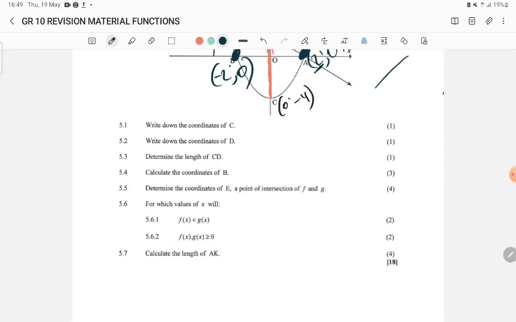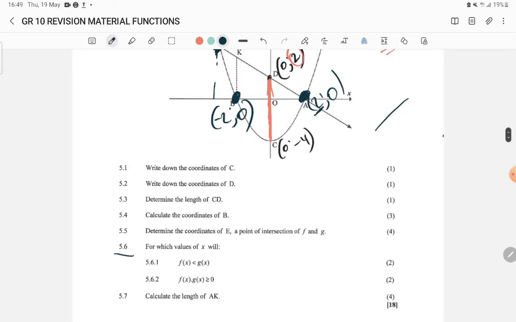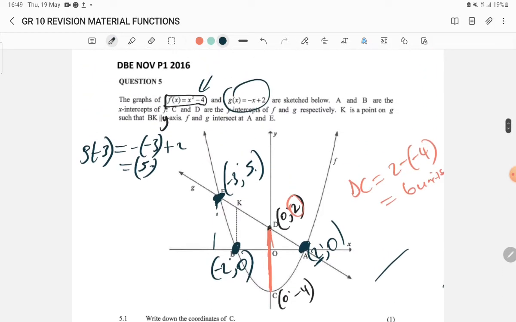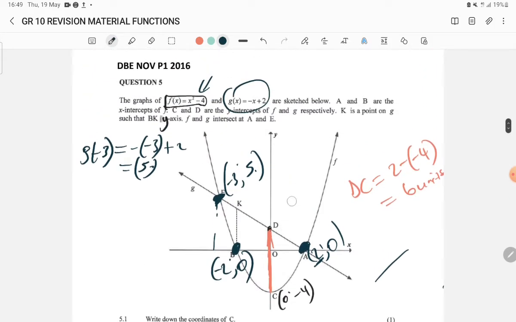The next question is 5.6. 5.6 requires us to find the values of x at which f at x is less than g at x. F at x is less than g at x, where we can see that f at x, let me wrap up some of the things that you might not need currently.